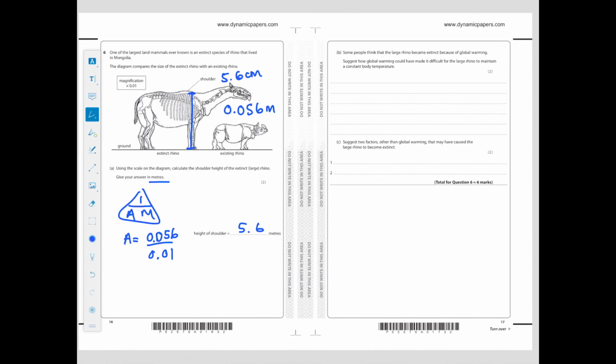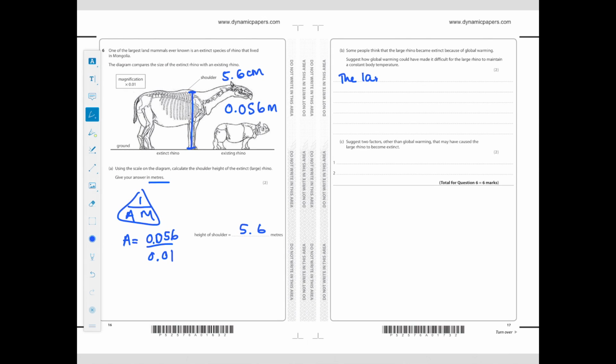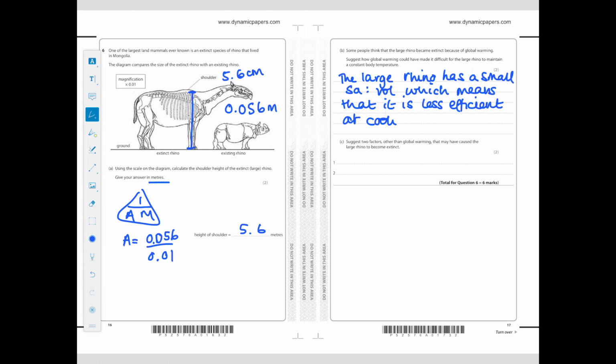So let's write that here. The large rhino has a small surface area to volume ratio, which means that it is less efficient at cooling itself.